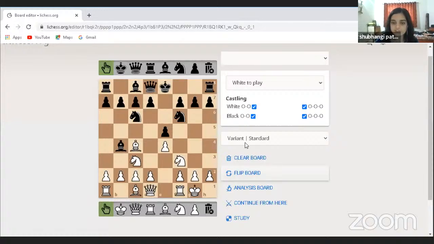You can see this is for short castle, on my computer. Okay, this is short castle and this is for long castle: two zeros and three zeros. Okay.